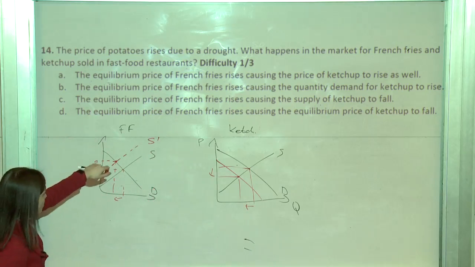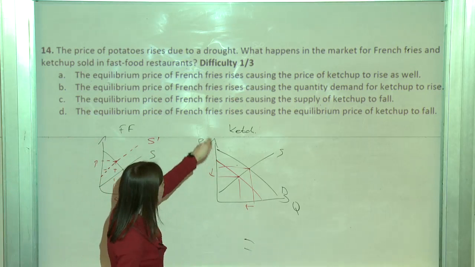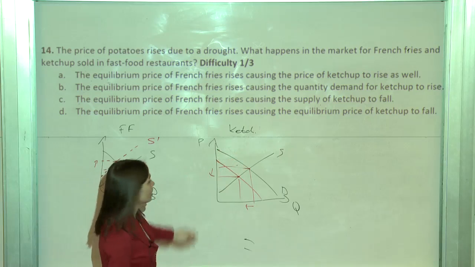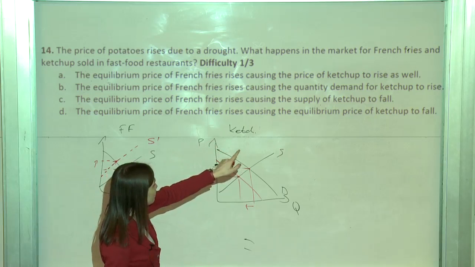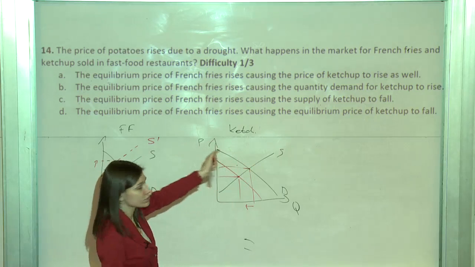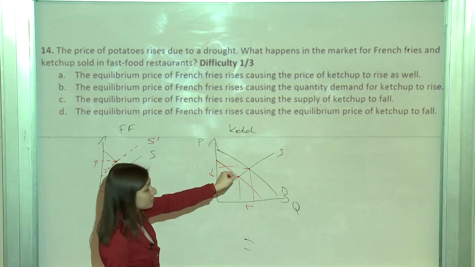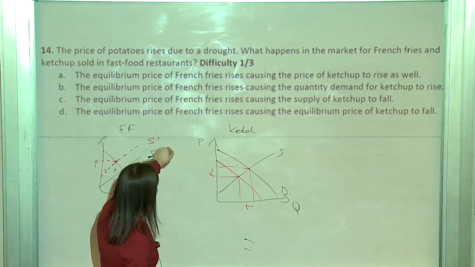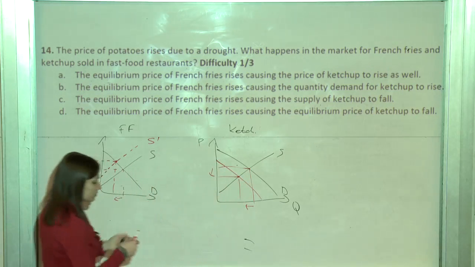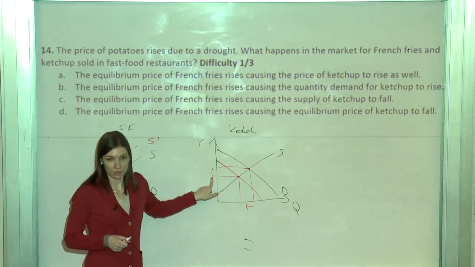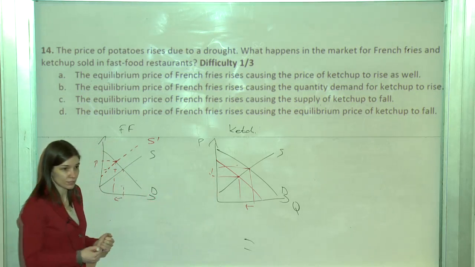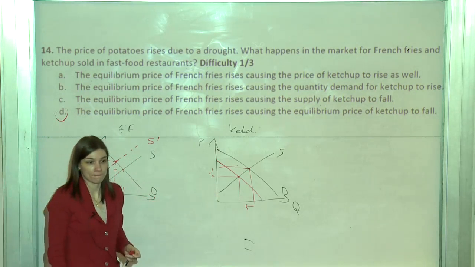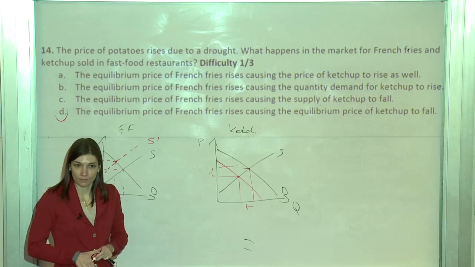Equilibrium price, always going to rise for French fries, causing the price of ketchup to rise as well? No. Causing the quantity demanded for ketchup to rise? No, it goes the other way around. Causing the supply of ketchup to fall? No, we said there's no supply effect there, right? It was a demand effect. Causing the equilibrium price of ketchup to fall. Right, that's the one. Because of the shift in demand, the price of ketchup in equilibrium is going to fall.